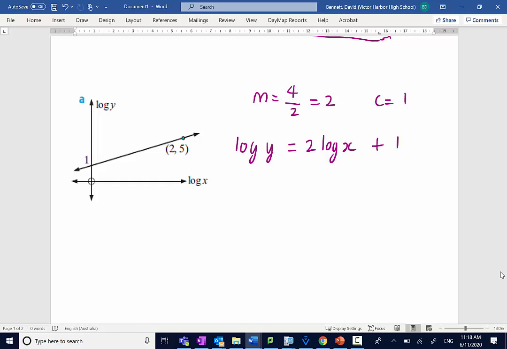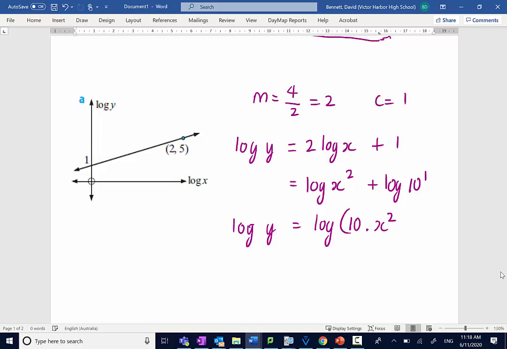Now, in this case, because you've got logs on both sides, it's easier to write this like this. Bring the 2 up using the log law. And then you can write this one here as log of 10 to the power of 1. So therefore, log of y is equal to, now I'm using my log laws, when we add, we're timesing those things together. So I can write that as log of 10 times by x squared. And so therefore now I've got logs on both sides. What I can do is get rid of the logs. So I can write this as y is equal to 10 times by x squared is a relationship that we've found there.